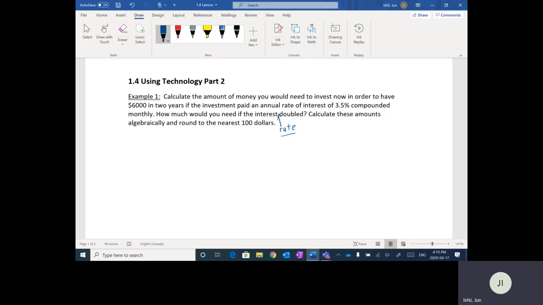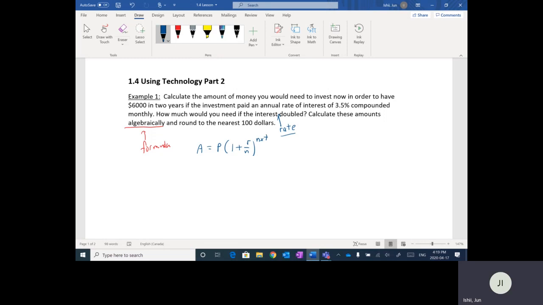So we're going to calculate these amounts algebraically, with the formula. And we're going to round to the nearest $100. So the first thing is going back to the compound interest formula. That's what we're going to be using quite a bit in this lesson. The final amount A is equal to the principal times (1 plus r over n) to the power n times t.